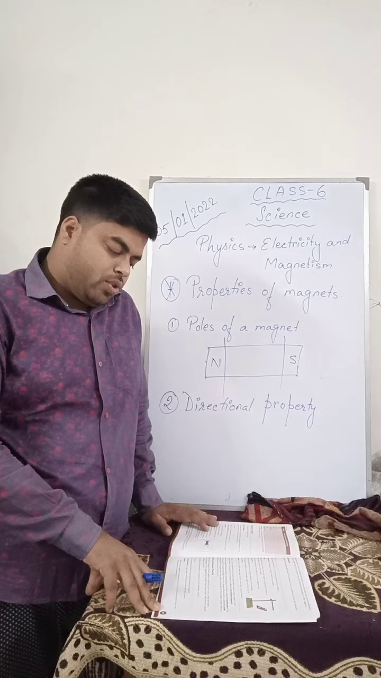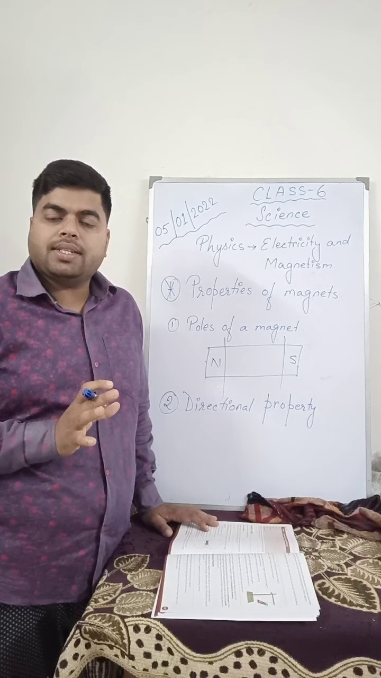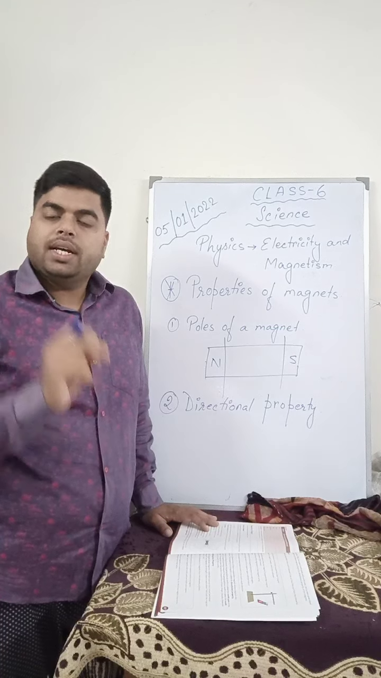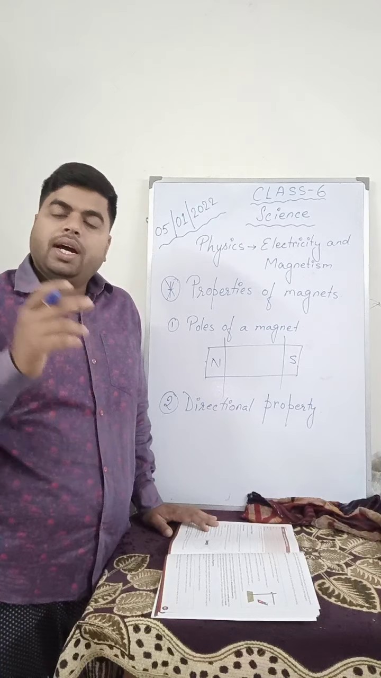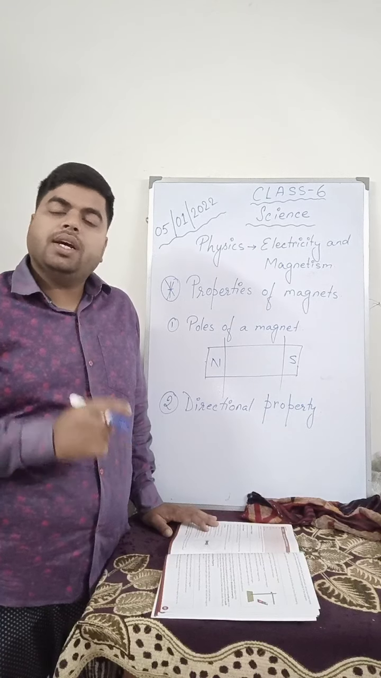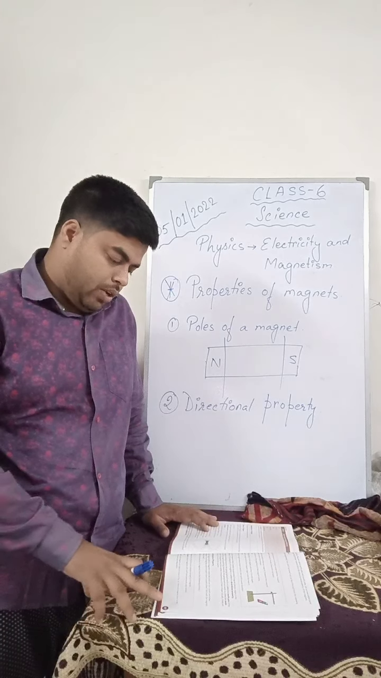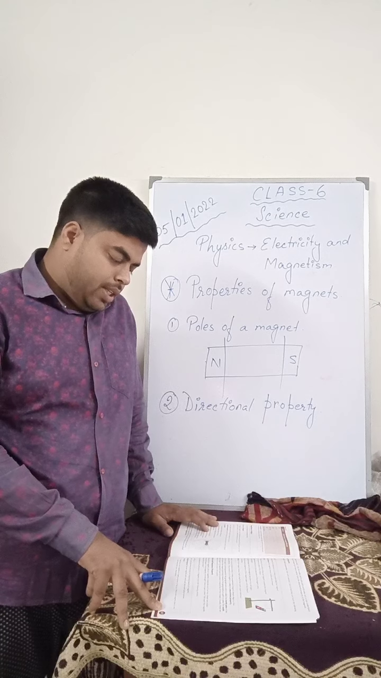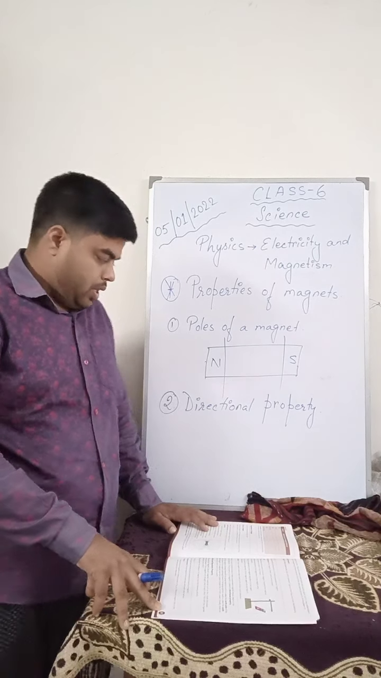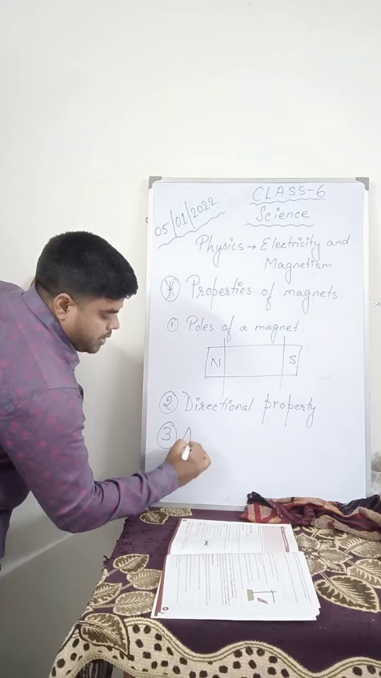All magnets have two poles irrespective of their shapes. So whatever the shape of the magnet, it will always have two poles, that is the north pole and the south pole. It can be a bar magnet, it can be a horseshoe magnet, both ends will have north pole and south pole. Usually these are marked as N for north and S for south pole. Now, the third property is attractive and repulsive property.